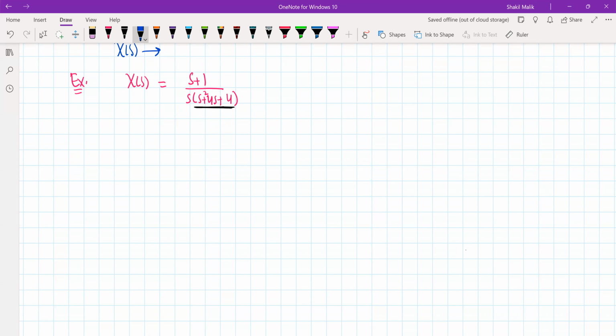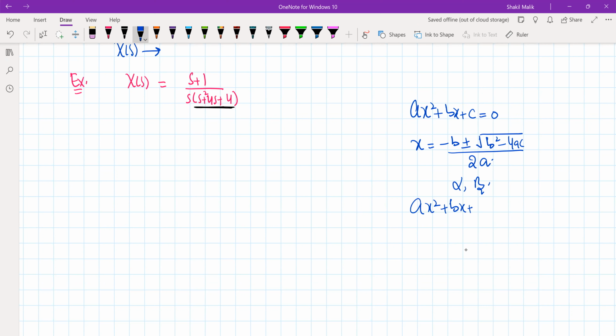Now, if you remember from the previous class, if you have a quadratic polynomial or quadratic equation in x, how do we find the roots? We simply say x is equal to minus b plus minus square root of b square minus 4ac, divided by 2a. There will be two roots because this is a quadratic polynomial. If the roots are alpha and beta, then we can write x square plus bx plus c as x minus alpha multiplied by x minus beta.